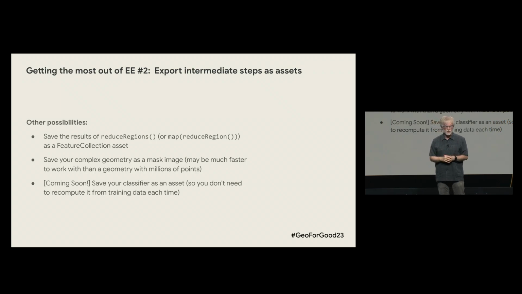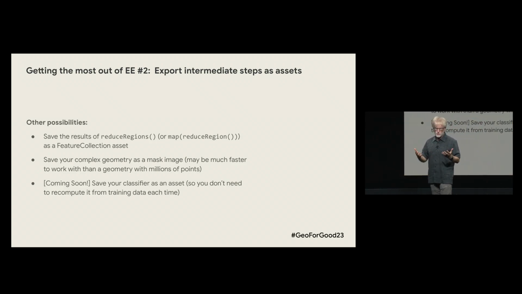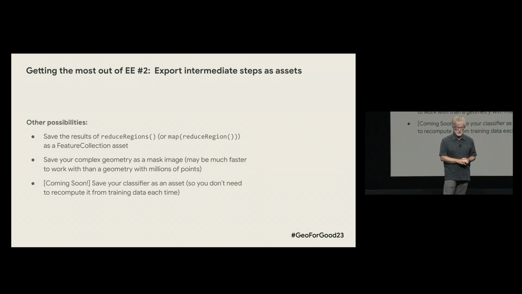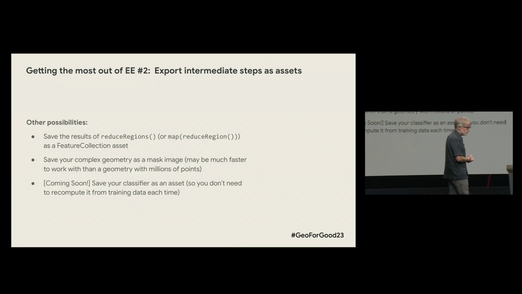Again, it's the same idea. You may have a large quantity of training data. If you have to recompute the classifier from that training data each time you run your script, that can potentially be very slow. If you just save the classifier and reference the saved classifier for all your subsequent steps, everything goes faster.